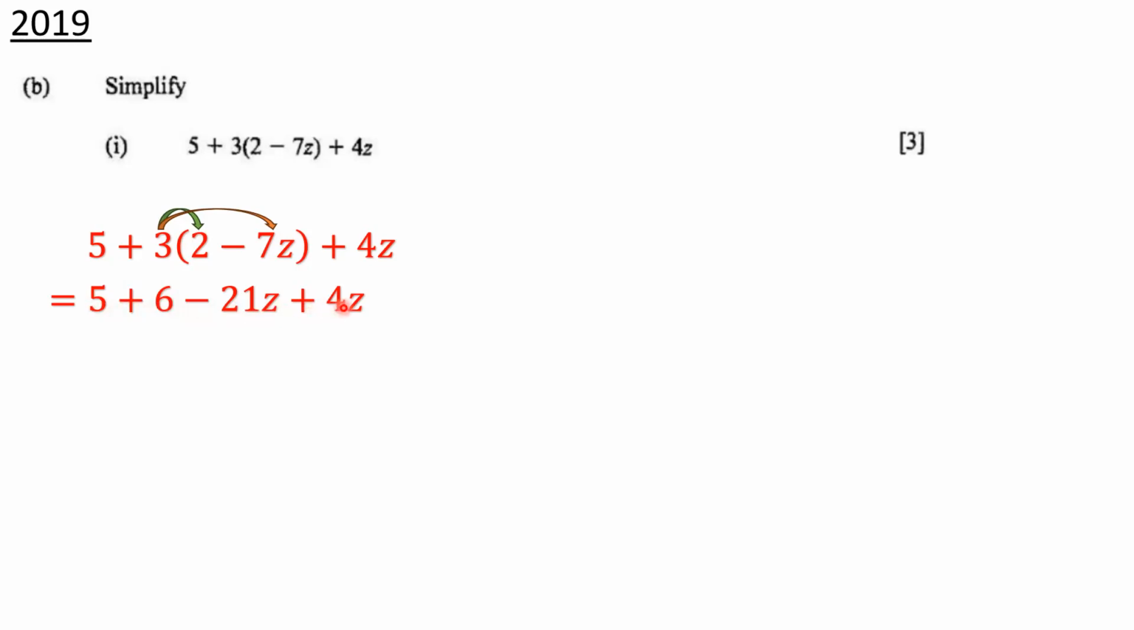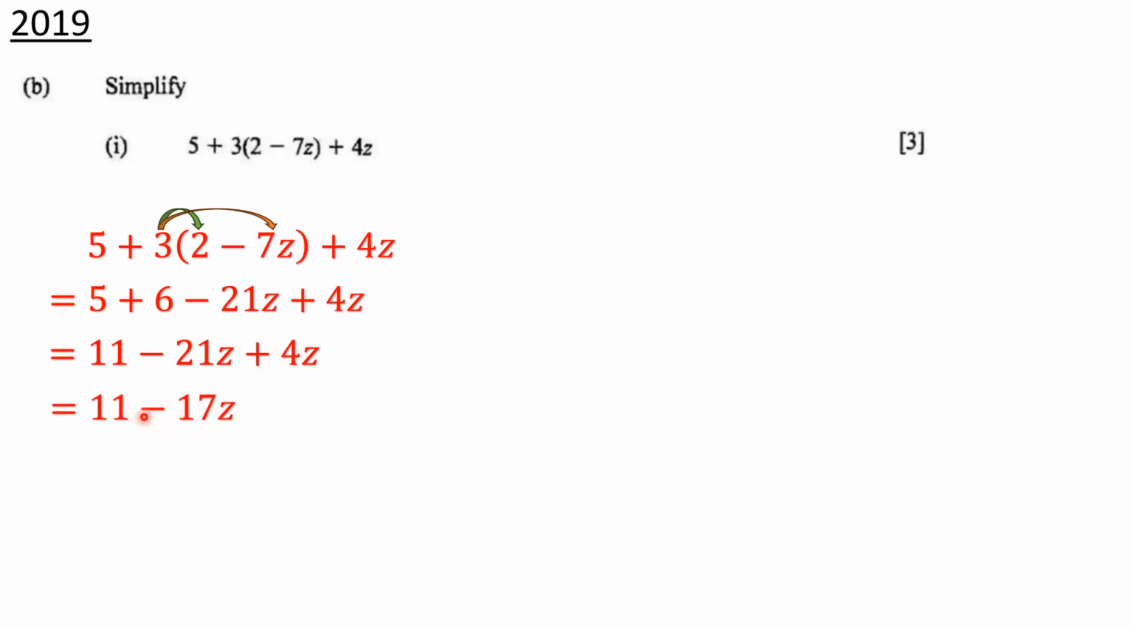What we're going to do here is combine the like terms. So we have negative 21z plus 4z. But before we do that, what I did first is I added the 6 and the 5. So 6 plus 5 is definitely 11. And we have negative 21z plus 4z, which is going to be negative 17z. So we have 11 minus 17z.